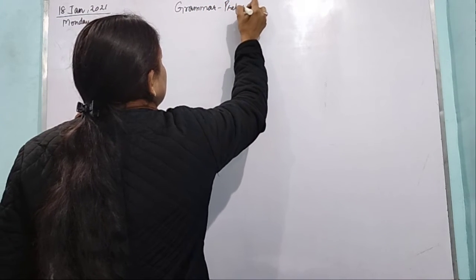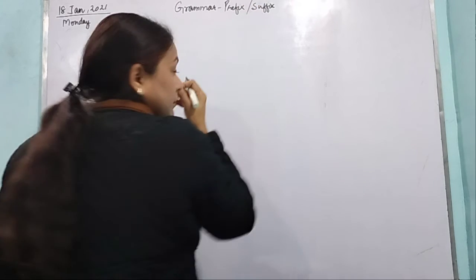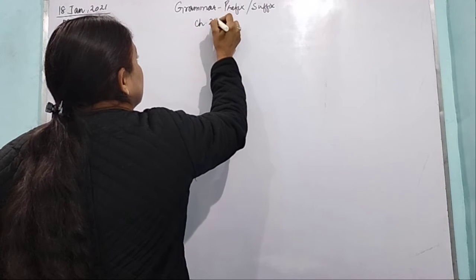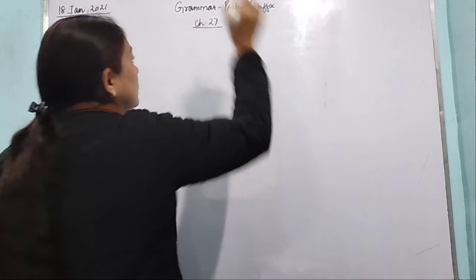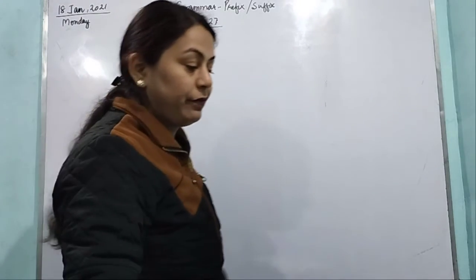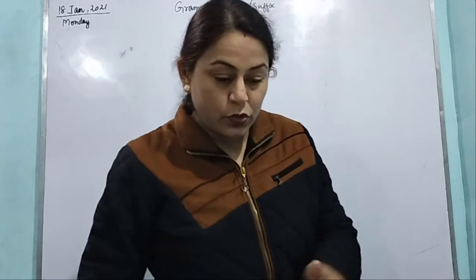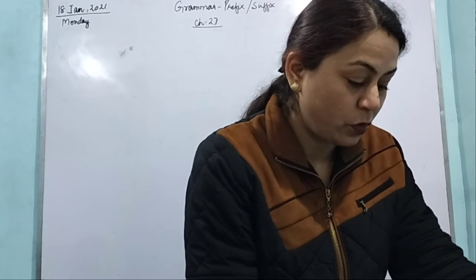Prefix and suffix. This is chapter 27 of your grammar part. So open your books at page number 155. Today we are going to start with the prefix and suffix. It is a very simple topic, so we can just start with this.